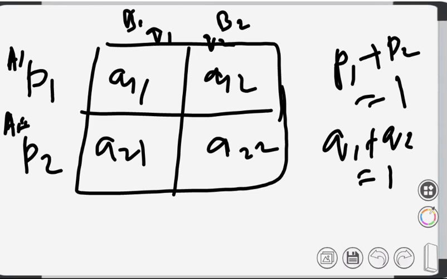A is playing the two different strategies with probabilities P1 and P2, and B is playing two different strategies with probabilities Q1 and Q2. So that's why the sum of the probabilities will be equal to 1 for both A and B. Now our objective is to solve the game, which means to find out the SA star and SB star we have written previously.